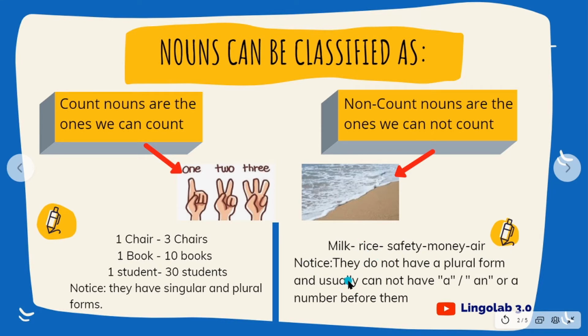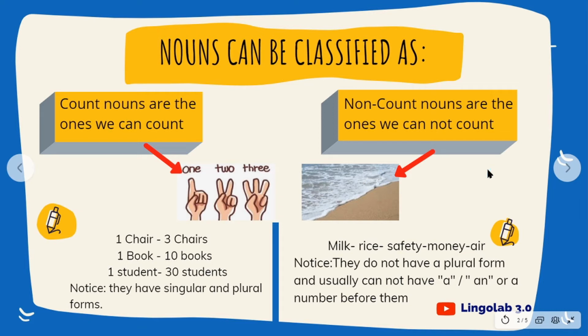Notice that non-count nouns do not have a plural form, and usually they cannot have a or an or a number before them. A and an are the indefinite articles that we put, for example, a chair, but I cannot say a milk or a rice. So that's it about the non-count and count nouns.